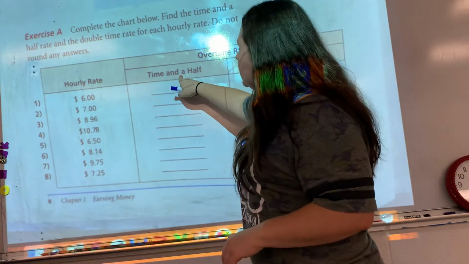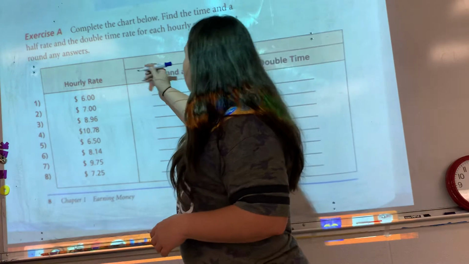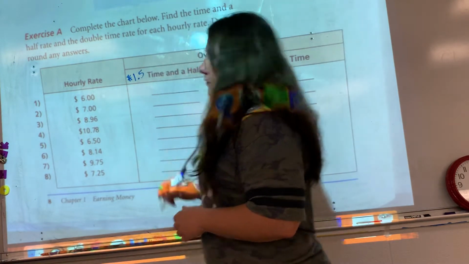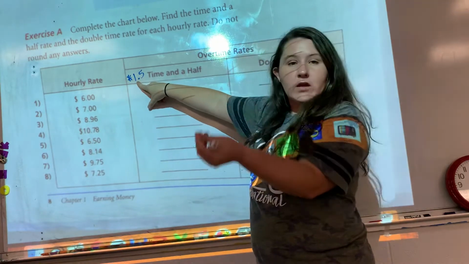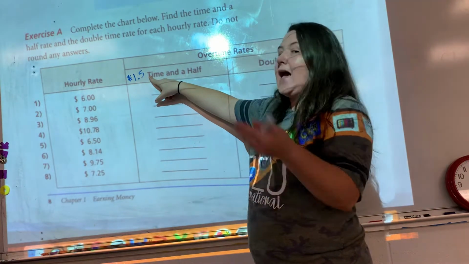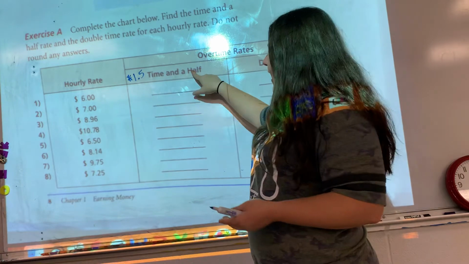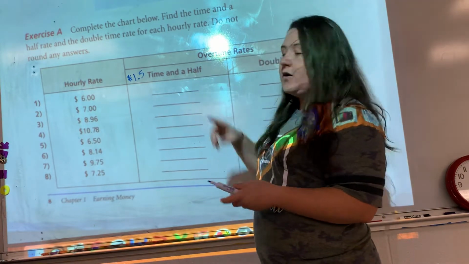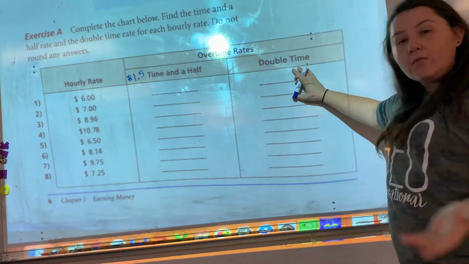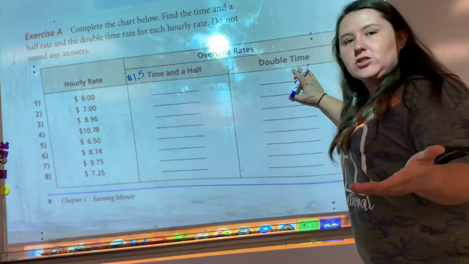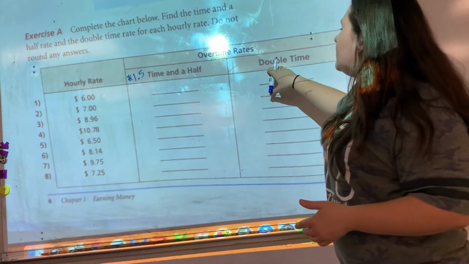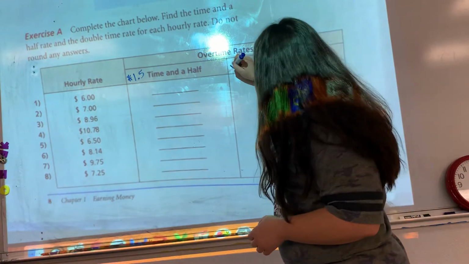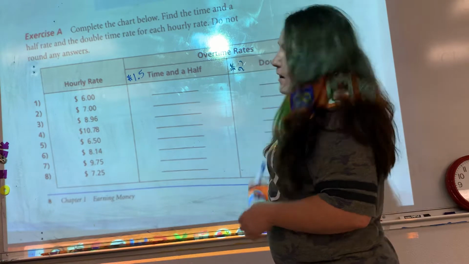How I can do this is simple: I'm going to multiply by 1.5. The 1 is your regular pay and the 0.5 is the half. So when it says time and a half, the 1 is the time and the 0.5 is your half. For double time, you're getting twice as much each hour you work. Double time is what it says, you double it. So I'm going to multiply by 2.